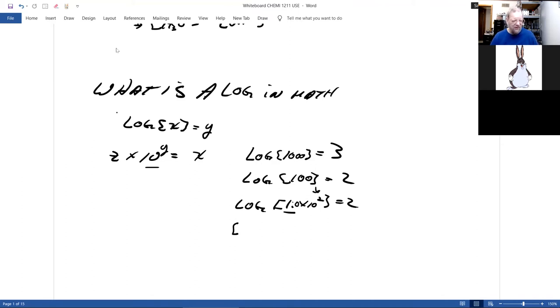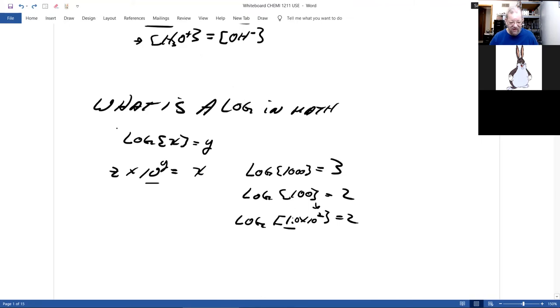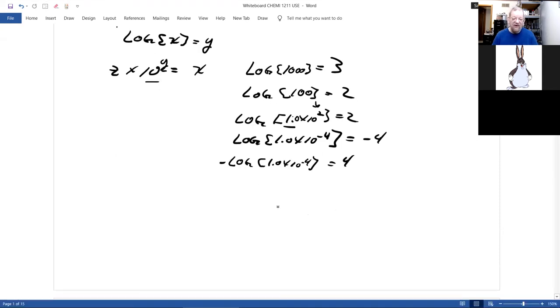Now, what about this? Oops, got ahead of myself. Now, what's x or what's y? It's minus 4. So this would be minus 4. Now, the minus the log of this, relax, you won't have to learn any of this I'm going through, but in case you want the background, minus minus 4 would be 4, the number 4. So this is logarithm, this is minus logarithm.